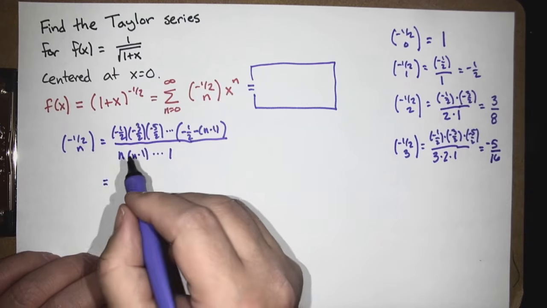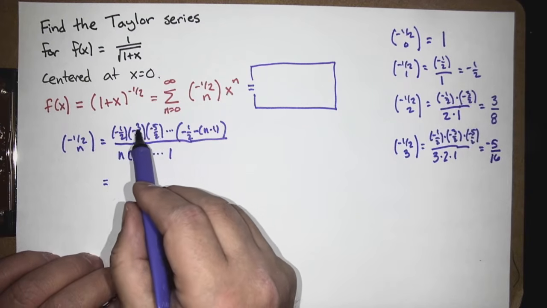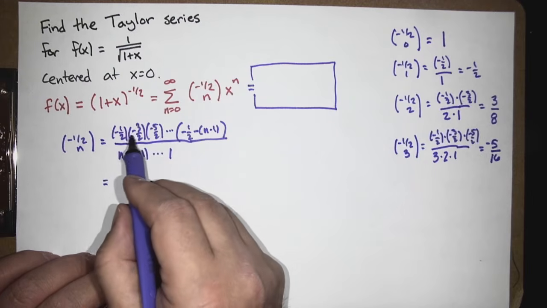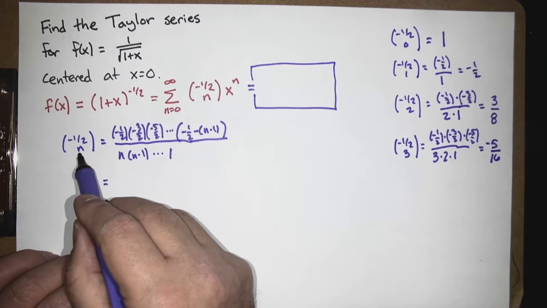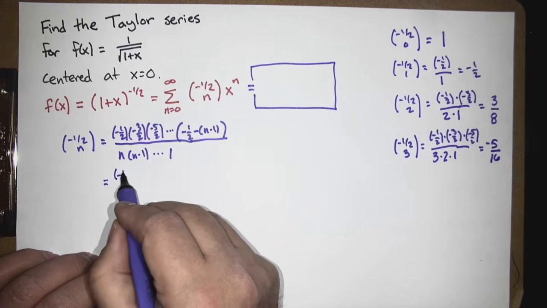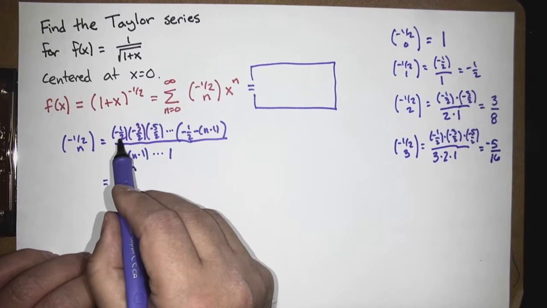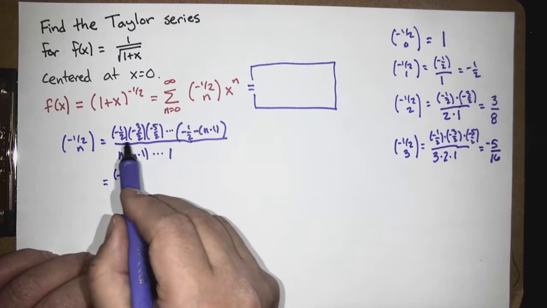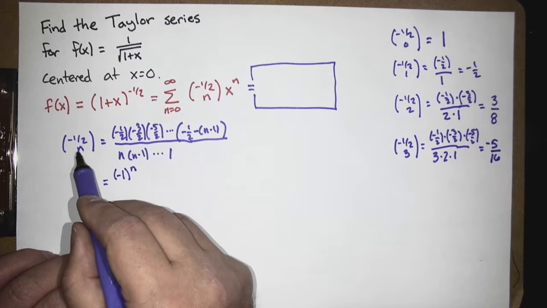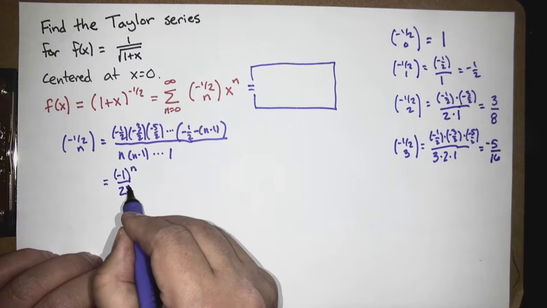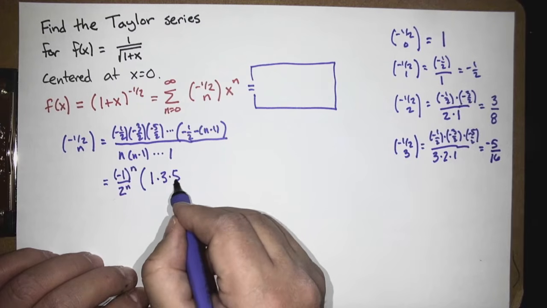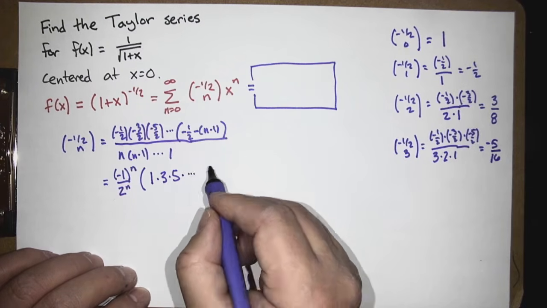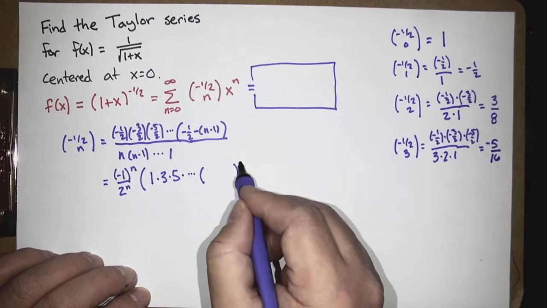One thing we can do is factor a negative out of each of the terms upstairs. How many terms are there upstairs? n terms. So if I factor out a negative, that's negative 1 to the n. And I can factor out some 2's. How many 2's are there? There's n. So I'm going to factor out negative 1 to the n, 2 to the n. Then I have 1 times 3 times 5 times all the way up to this last term.